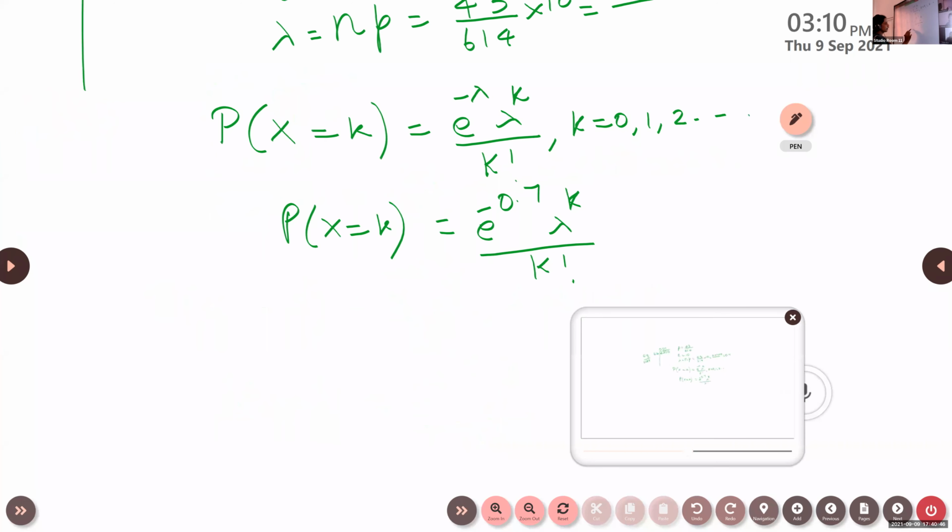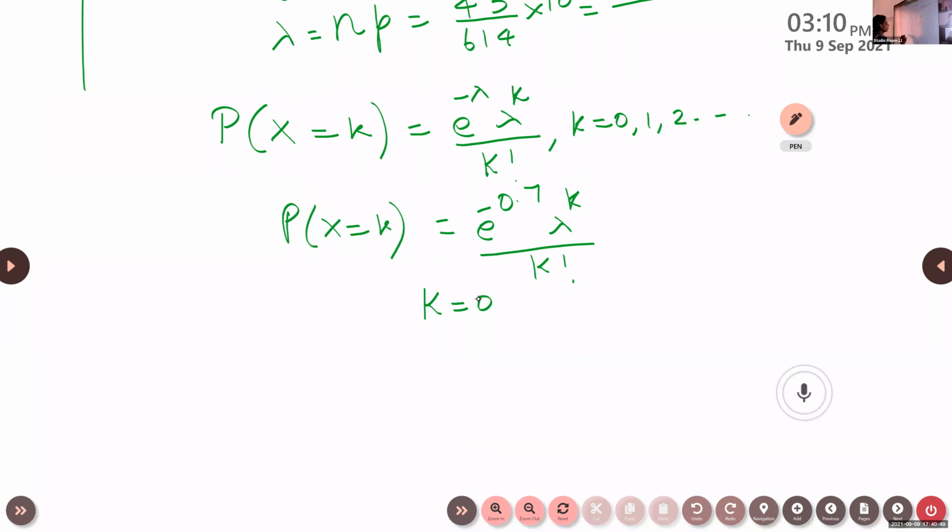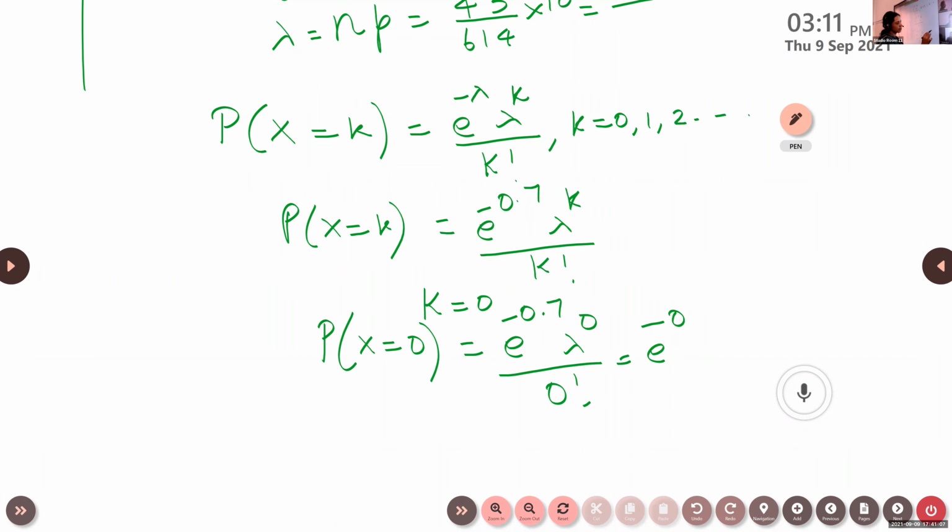K value will be 0. So when you put 0 here, P of x is equal to 0. Why we put 0? What is asked? No error. Okay. So when you put x is equal to 0, e raised to minus 0.7, lambda raised to 0 by 0 factorial, which will be same as e raised to negative 0.7. Substitute the value, find out the value from the table and check whether the answer is correct. Give me the answer.